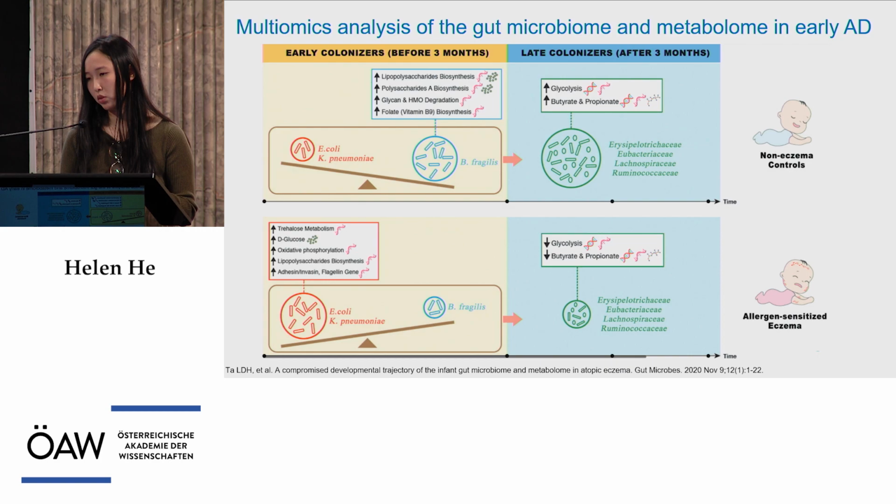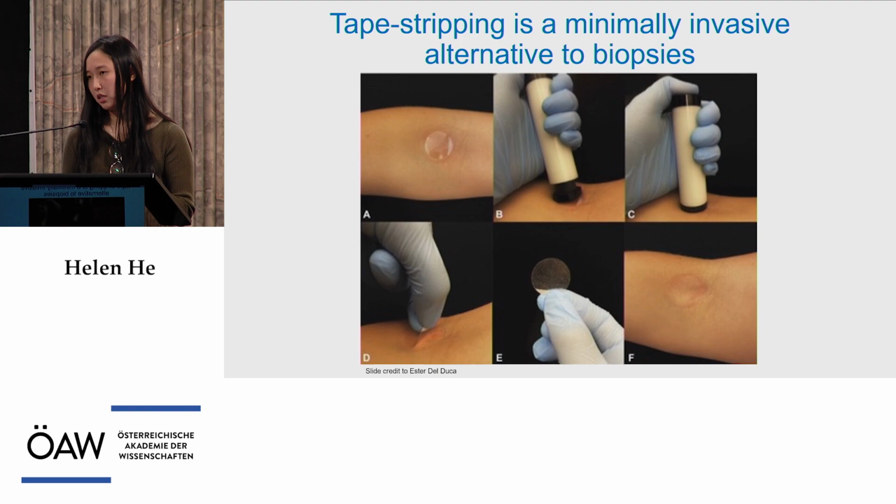So to facilitate multi-omic studies in the future, it's really important to be able to extract the maximum amount of data possible for multiple omics analysis while using the smallest quantity of tissues possible from patients.